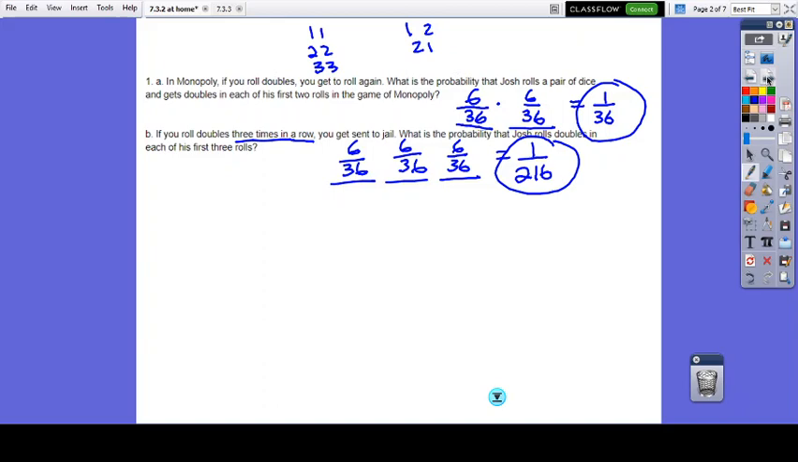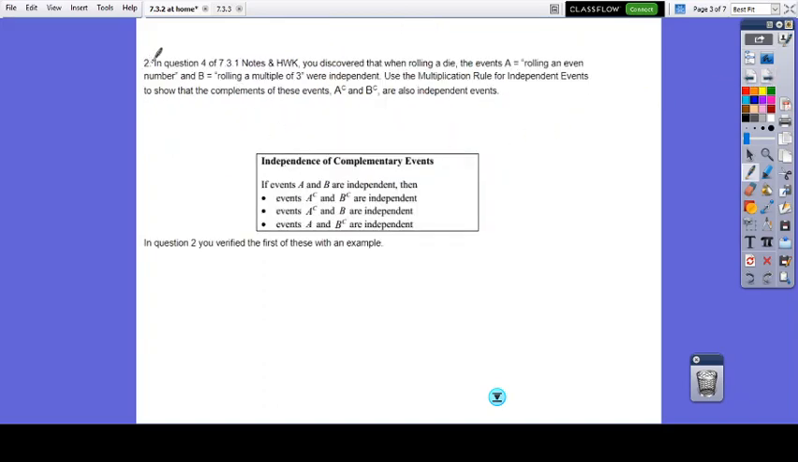Okay. So question number two refers back to question 4 in the 731 notes and homework. That was one of them that you guys did for homework. You discovered that when rolling a die, the event A of rolling an even number, so your even number is going to come out to 2, 4, and 6, is your event A. Your event B of rolling a multiple of 3, so we're rolling a die, a multiple of 3 is just going to be the 3 and the 6. We're independent. We discovered that. Use the multiplication rule for independent events to show that the complements of these events are also independent.